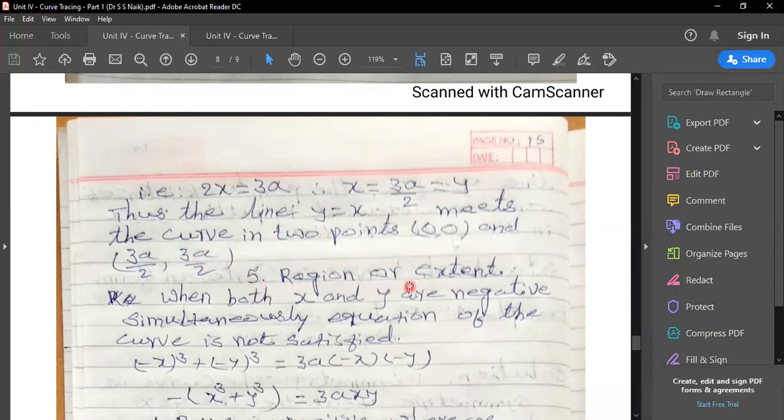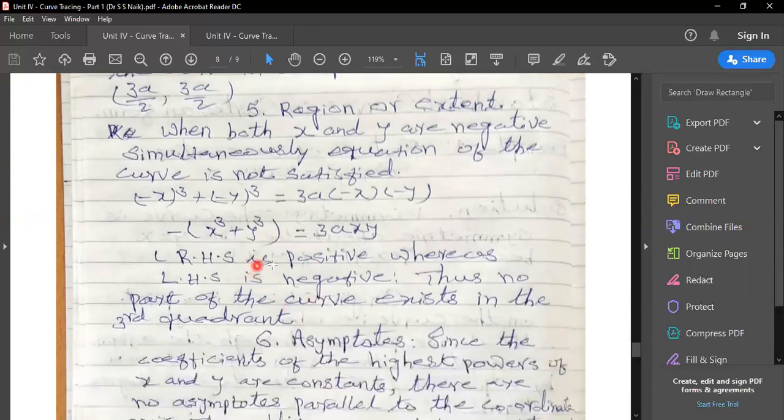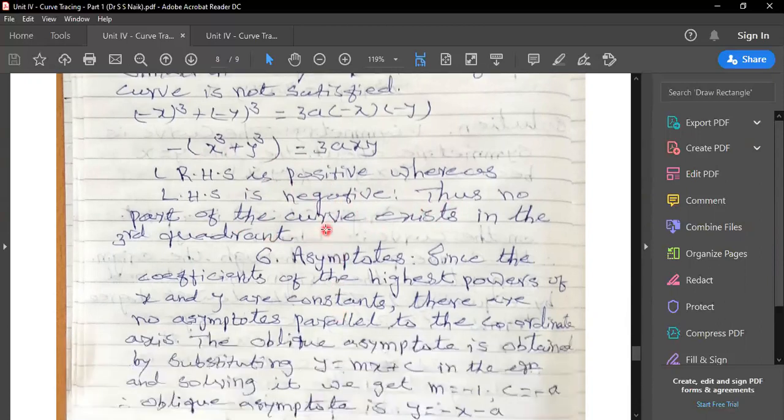Then we'll see the next point, the region or extent where the curve exists and where the curve does not exist. For example, when both x and y are negative simultaneously, the equation of the curve is not satisfied. That is, minus x cube plus minus y cube is equal to 3a into minus x into minus y. That is, taking minus outside, x cube plus y cube is equal to 3axy, with a minus sign on the left. Then the left hand side is a negative quantity, whereas the right hand side is a positive quantity. Thus no part of the curve exists in the third quadrant, that is minus x and minus y.